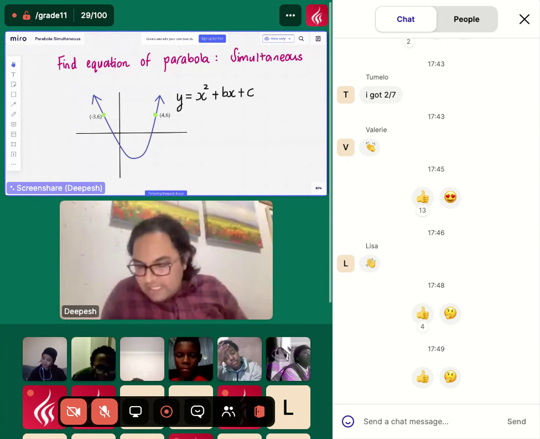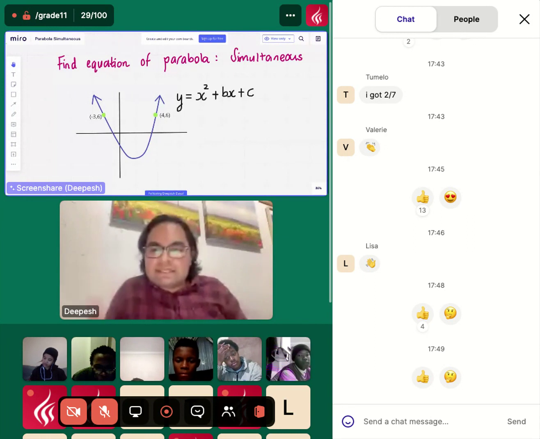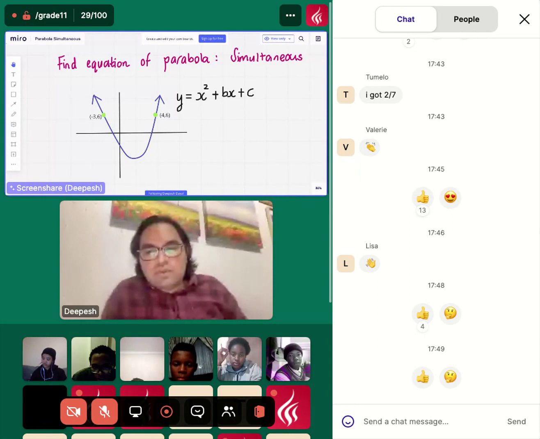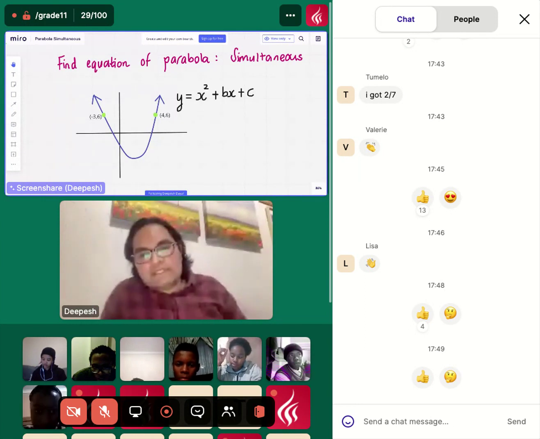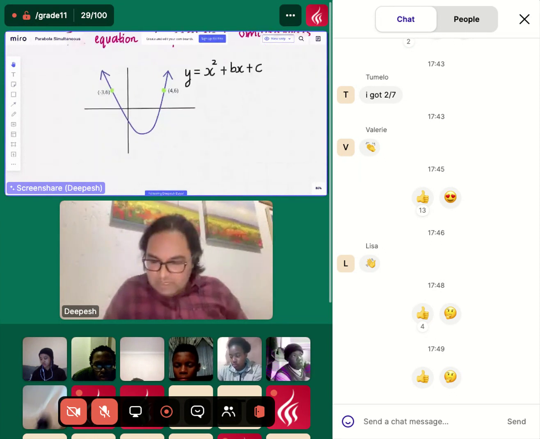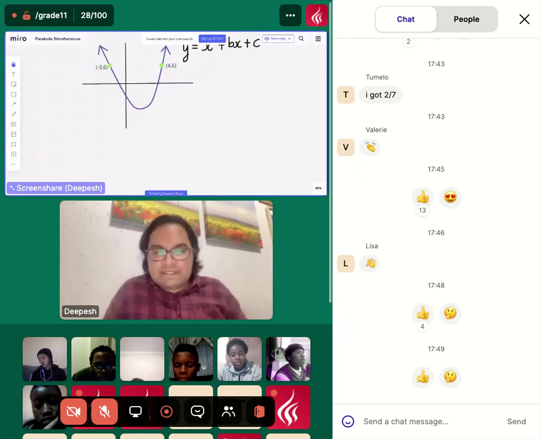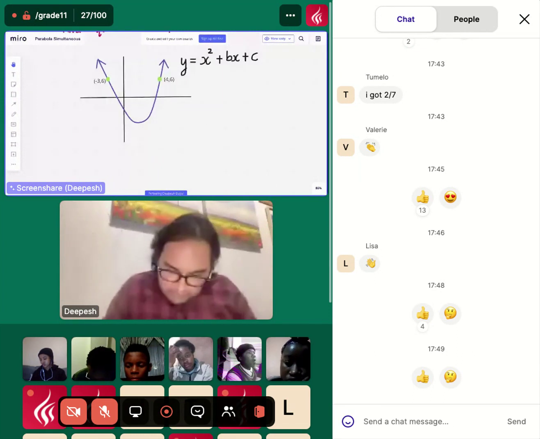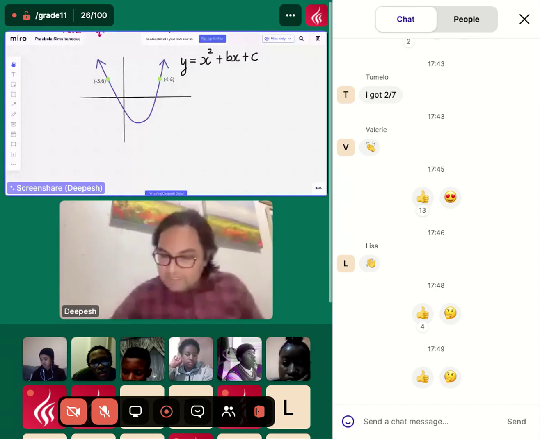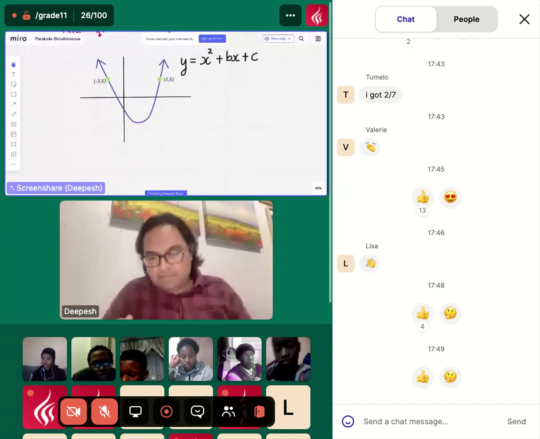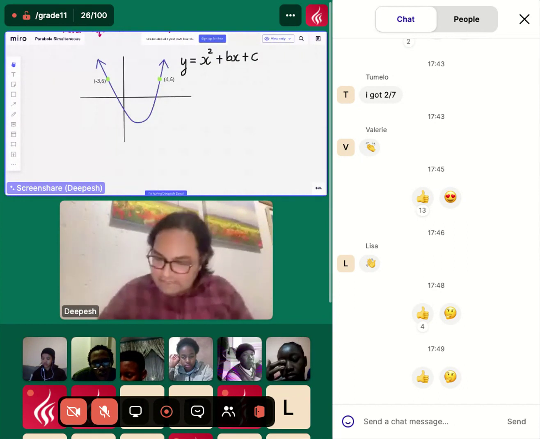So we've got y equals x squared plus bx plus c. Step 1, choose the first set of coordinates and plug it into the equation. So that's step 1, right? Plug in the first set of coordinates. It can be either one. I'm going to start with -3 and 6.